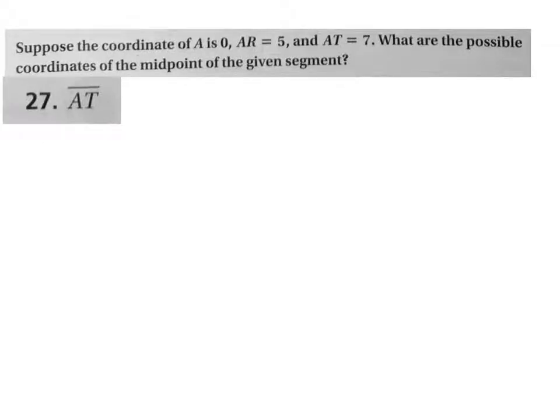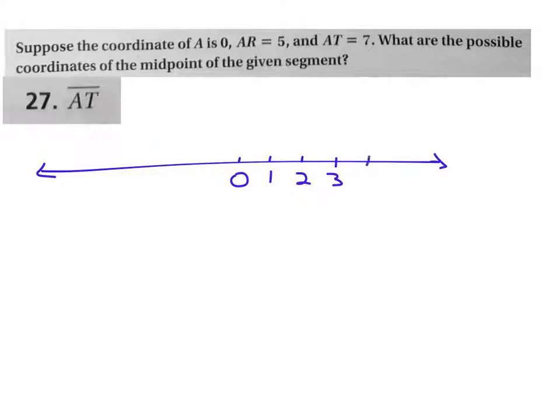Okay, I like this problem. You want to maybe just sketch it to get an idea. I'm going to sketch it so you have an idea. If we had here a number line, and they said A is at 0, and AR has a length of 5. Well, you don't know if R is at 5 or it's at -5. That's 1, that's 2, that's 3, that's 4, that's 5, -1, -2, -3, -4, -5.